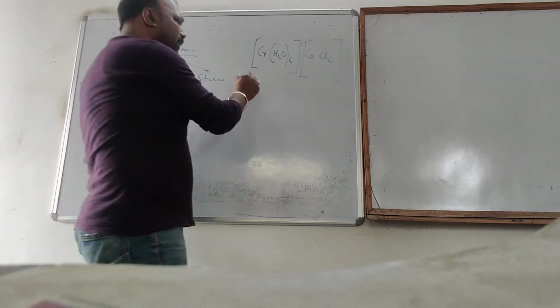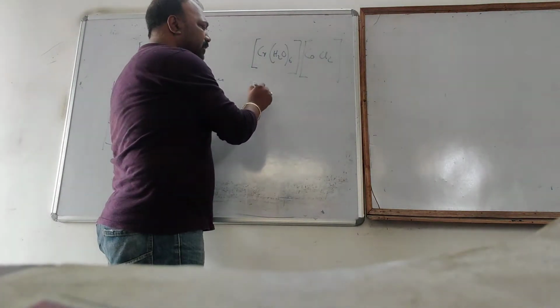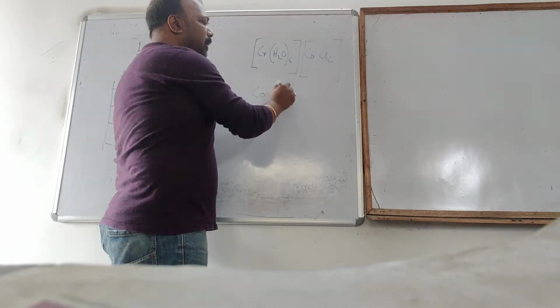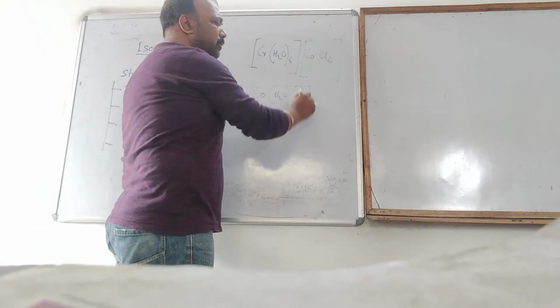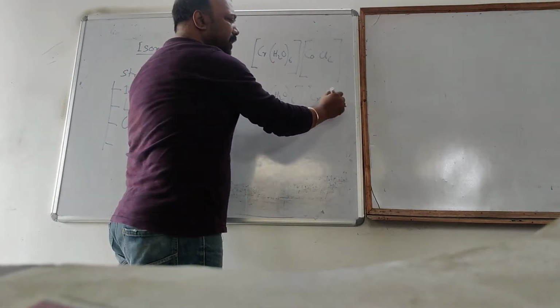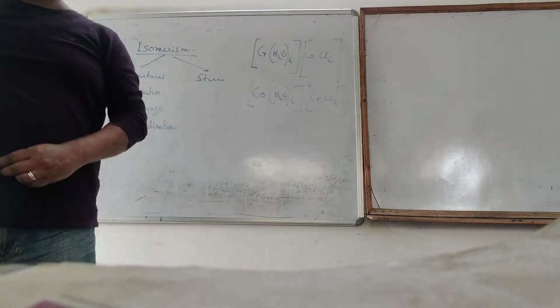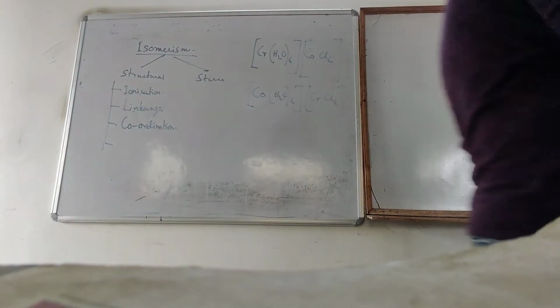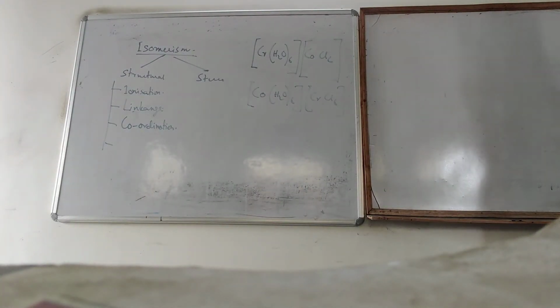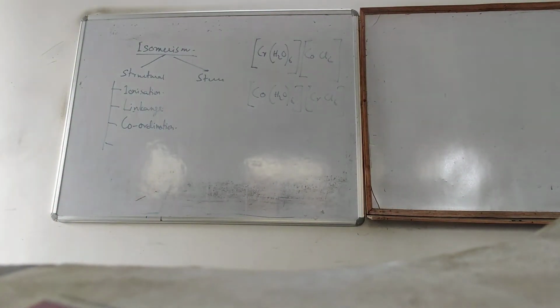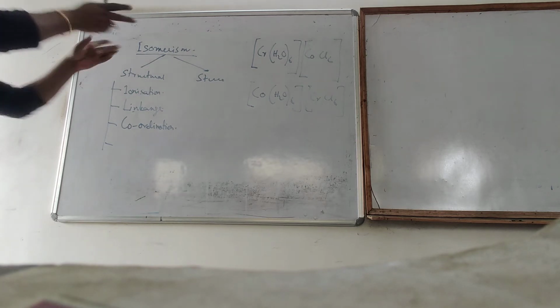How? Now another compound I am writing, you can understand that, Co(H2O)6, Cr Cl6. Look, the molecular formula is the same or not? How are they differing? The central metal. In one, the central metal is in the positive ion, and in the other, it is in the negative ion, right? Just the central metal ions have exchanged their places.